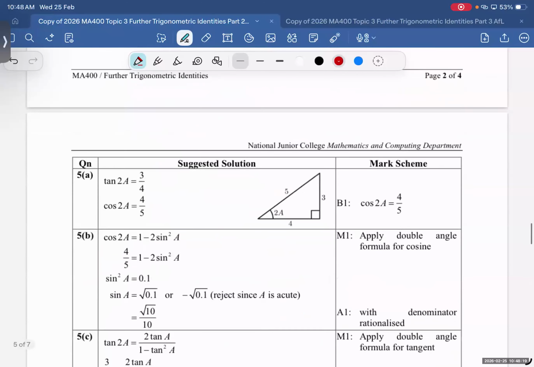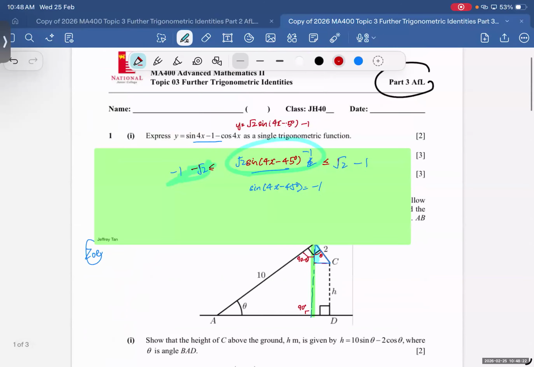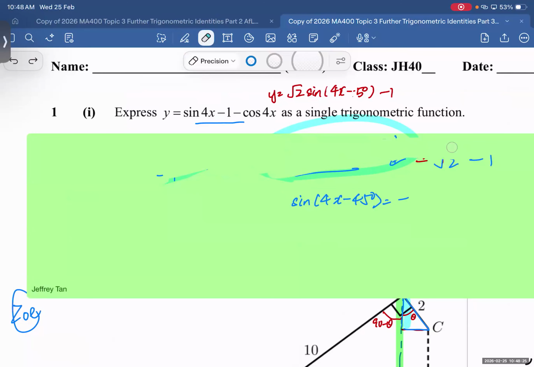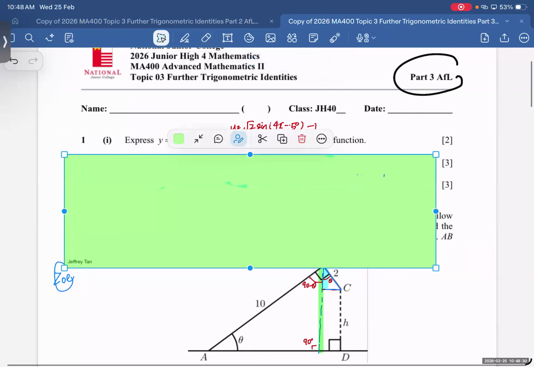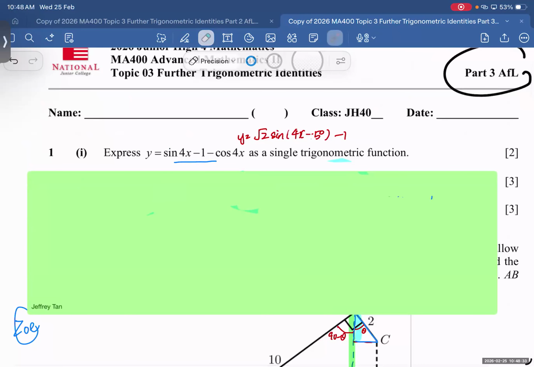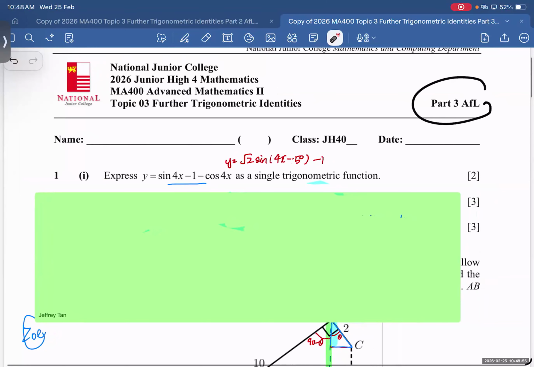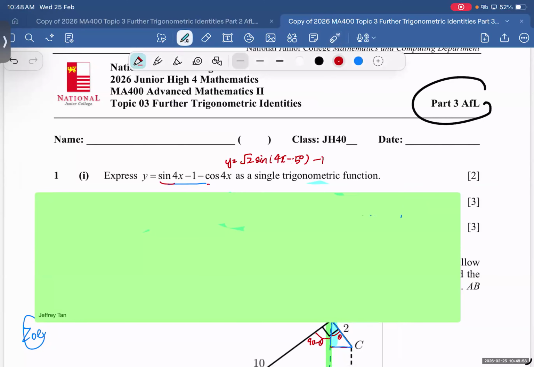Part 3. Okay, so the question now, what are they asking you? They want it as a single trigo function. What do I mean by single trigo function? When I look at this, how many trigo functions do I see? I see 2, so this is not single. I want to combine. In my syllabus, when I see sine and cosine, how do I combine to a single trigo function? R formula. All of this is telling you to use the R formula.